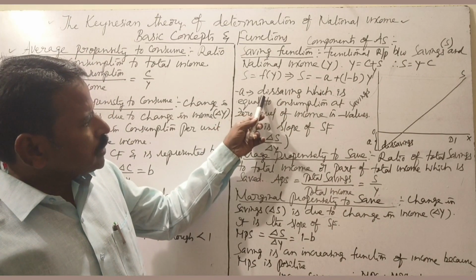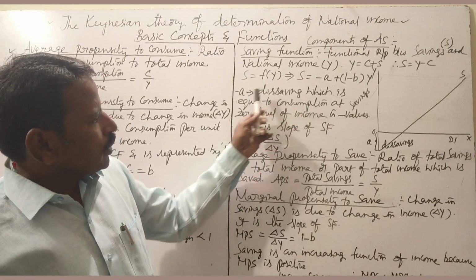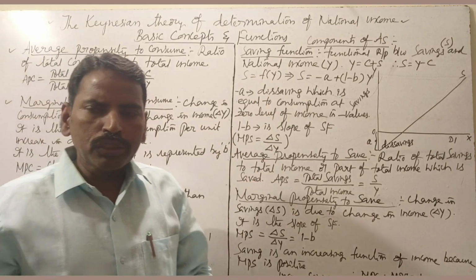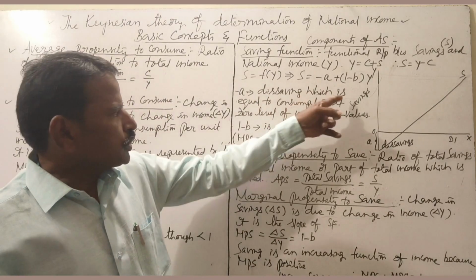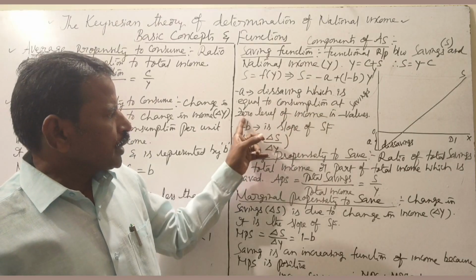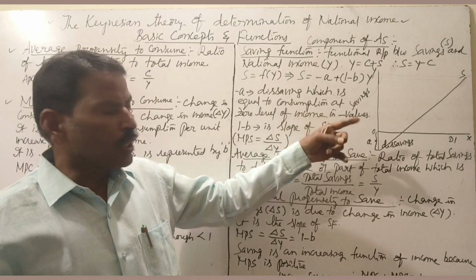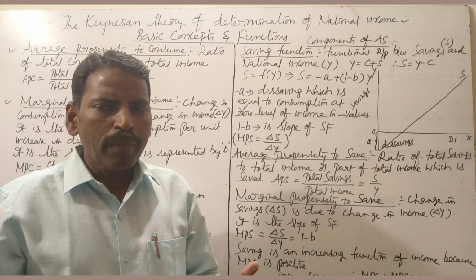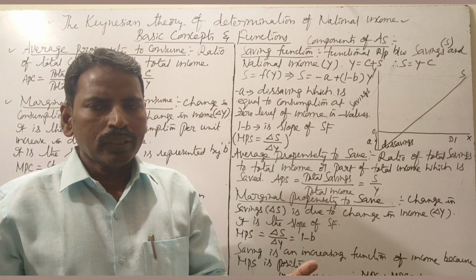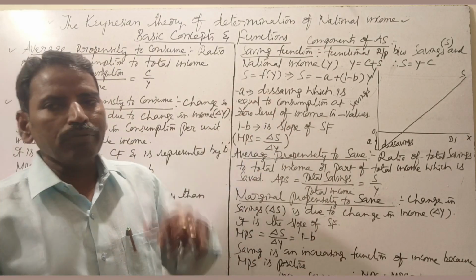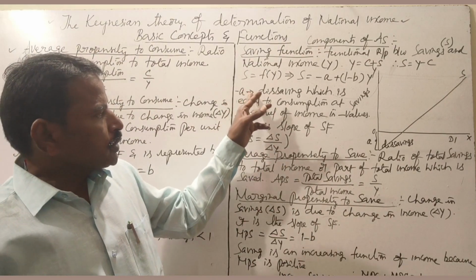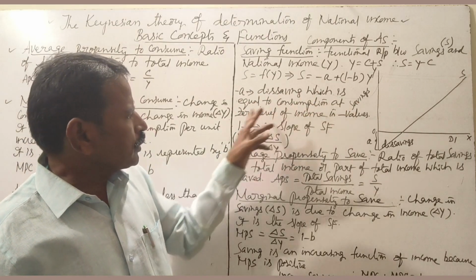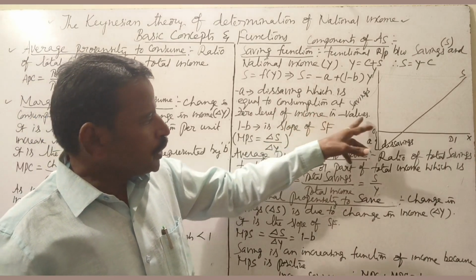Minus A indicates dissaving. Dissaving means negative savings, which is equal to consumption at zero level of income in negative values.